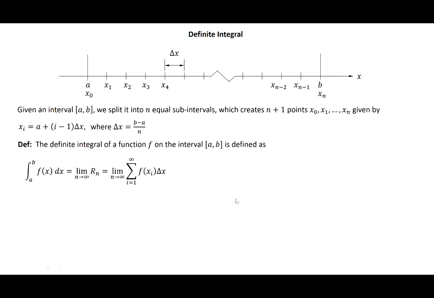All right, let's go with this. The sum from i equals 1 to n of f of x_i times delta x, with the limit as n goes to infinity. That's when we use right endpoints. Okay.